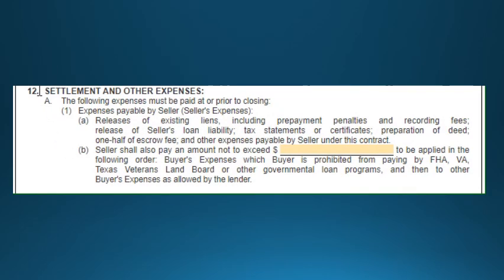Page 5, paragraph 12, the settlement and other expenses. Paragraph 12A1B handles the amount of closing costs or any seller contributions that are going to go to the buyer. If there are none, best practice is to write none in the field.